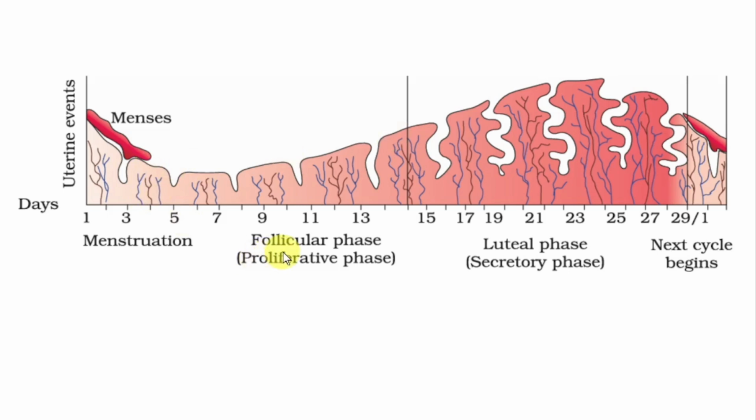Then in the follicular phase, there is regrowth of the endometrium and it keeps on growing so that it makes the uterus ready for implantation. Then in the absence of any fertilization, the endometrium lining is shed off in the form of menses again. So this cycle repeats. So these are the changes seen in the uterus.